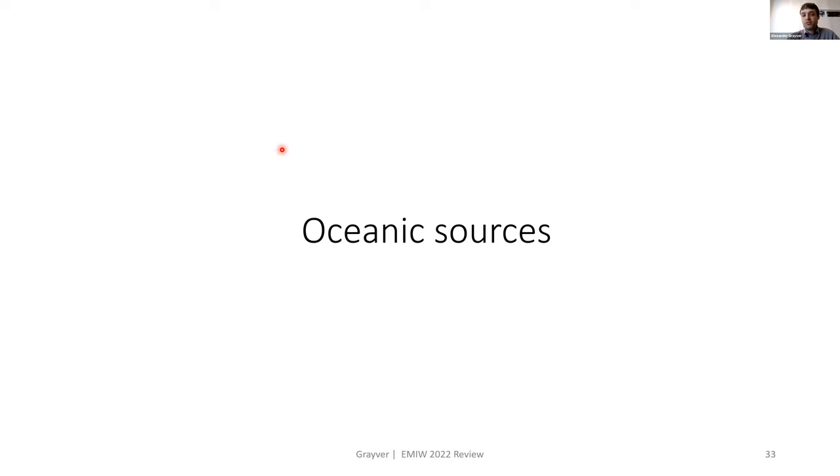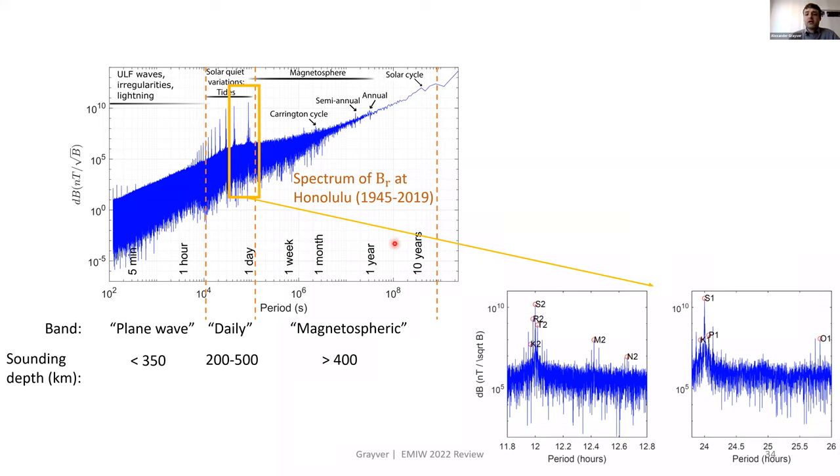Let's come to another type of source, which is relatively new. Well, in fact, it appeared as an EM induction source in the last decade. Some people had an idea that it could be used as an EM induction source, but it was proven to be possible only in the last decade. And these are the oceanic sources. In particular, if you look around these narrow bands of 12 and 24 hours, you will see a lot of strong periodic spikes in these bands. Much of this signal is associated with ionospheric variations, but some of these spikes are also due to the oceanic tides, which also exist in these bands.